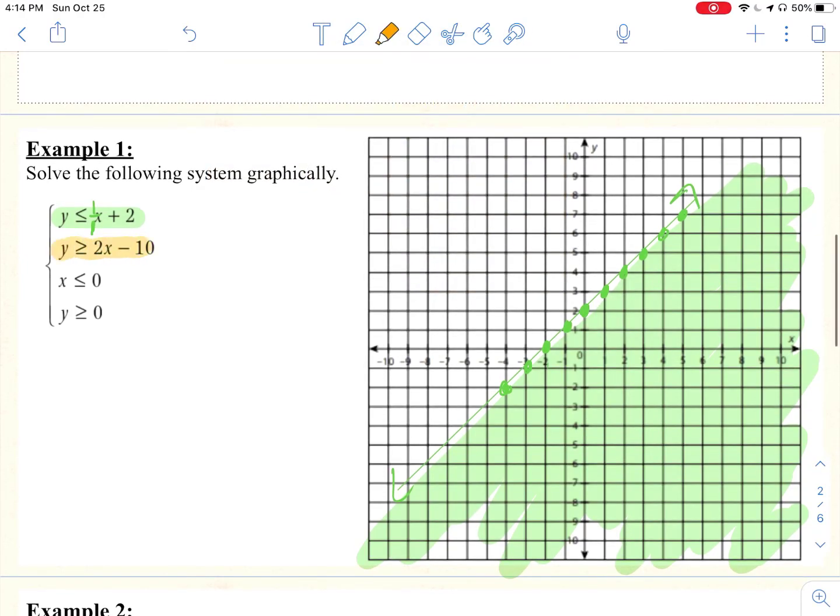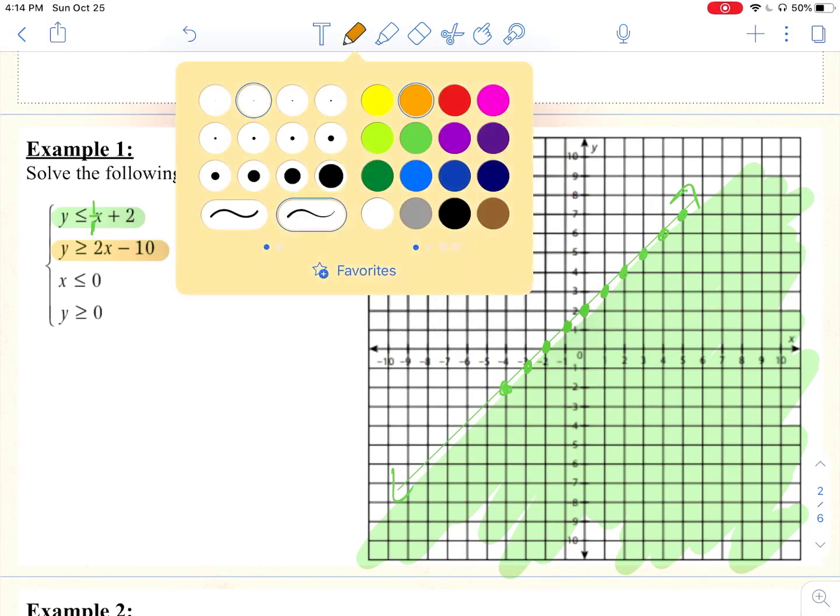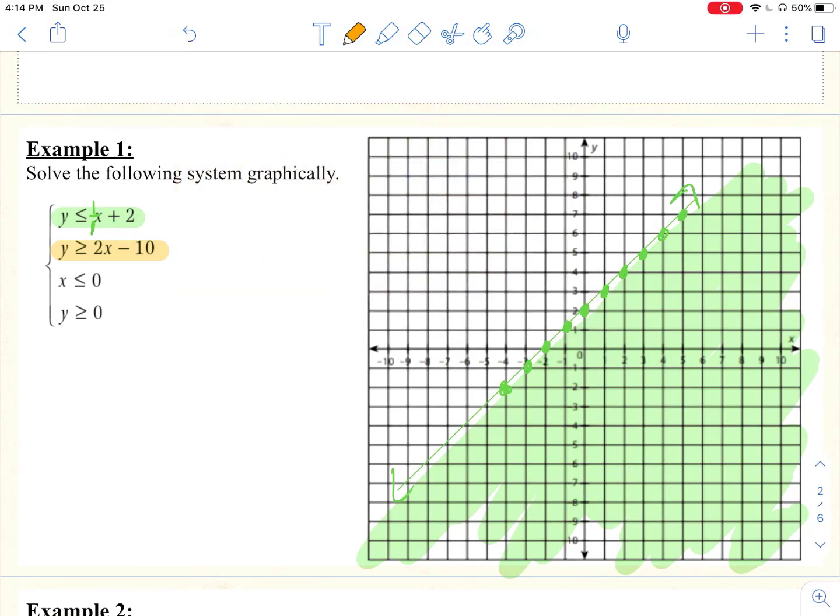Okay, let's talk about y is greater than or equal to 2x minus 10. The y-intercept is at negative 10. And then my slope is my directions to my next point, which tells me this is a positive 2 over a positive 1, which means I'm going to go up 2 to the right one, up 2 to the right one, and so forth.